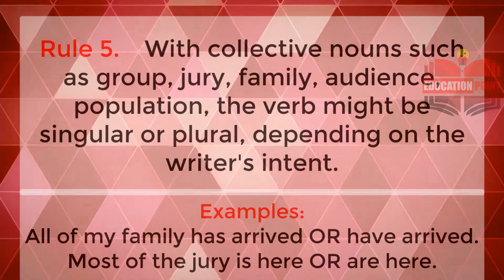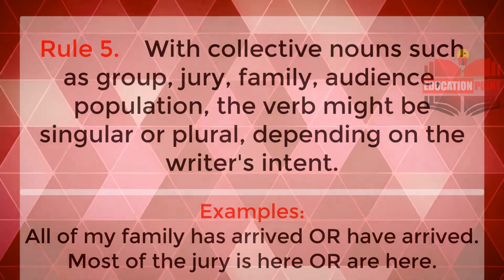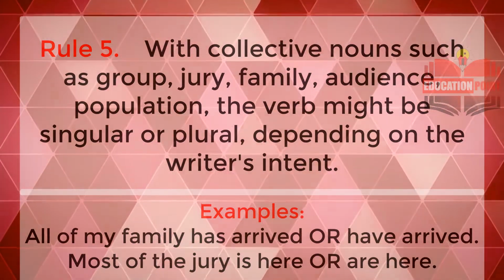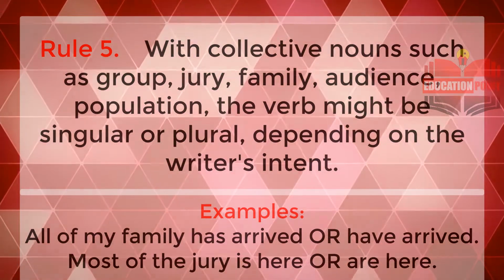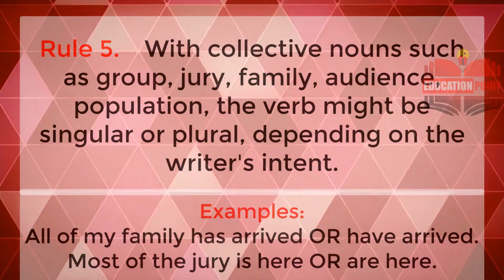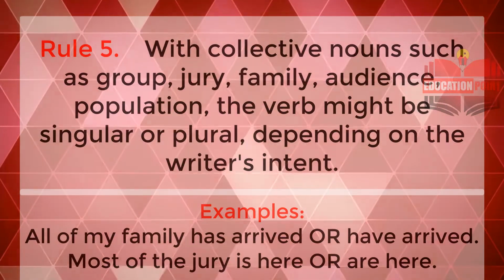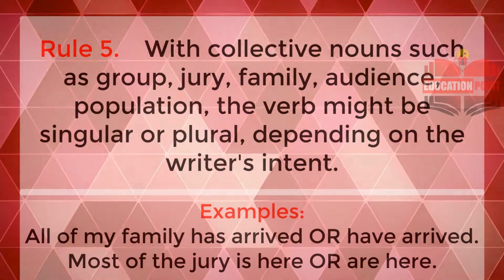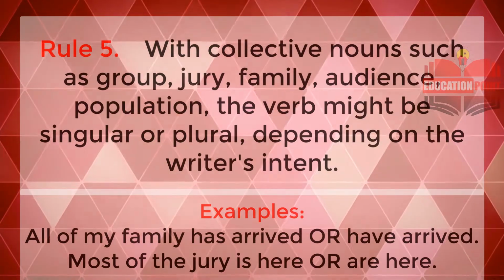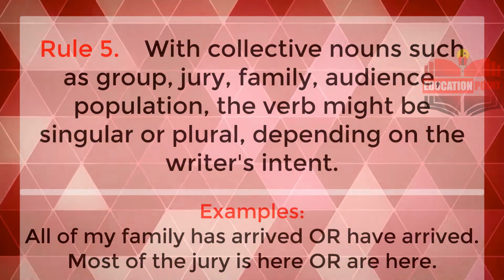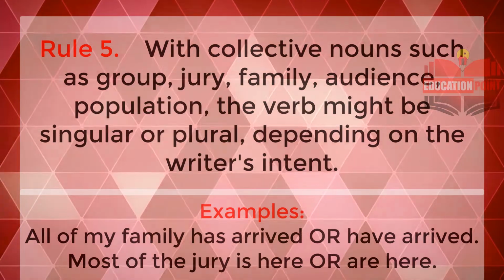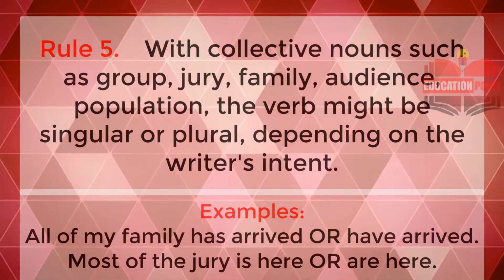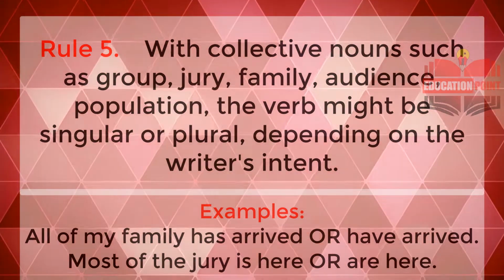The fifth rule is with collective nouns such as a group or a jury or a family, audience, population, etc. With such nouns or with such subjects, the verb might be singular or plural. It depends totally on the writer's way of writing or what the writer wants to convey. So it clearly depends on the sentence, on the mood of the sentence, and on the intent of the writer, what he or she wants to depict, and that is how you will be selecting whether the verb is to be singular or plural. So let's see an example.